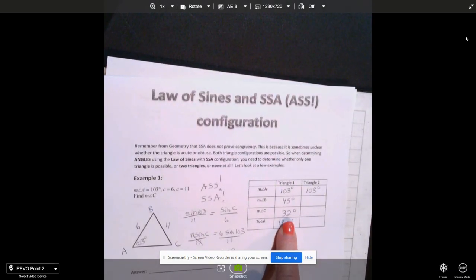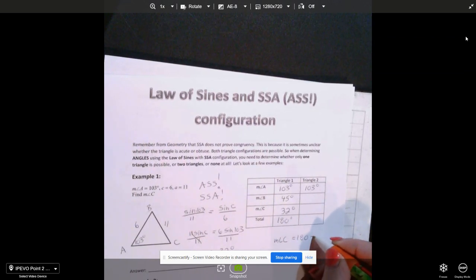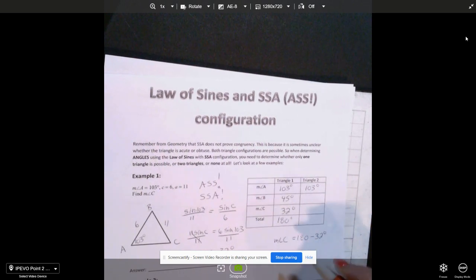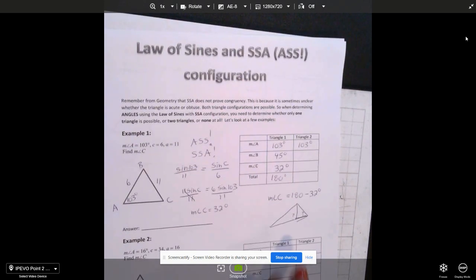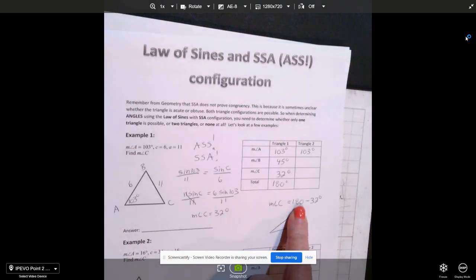But this angle C could also be the obtuse angle. So the measurement of angle C could possibly be 180 minus 32. Because if you remember, I don't know whether I'm talking about this angle here or this angle over here. I don't know which angle I'm talking about. If I'm talking about this obtuse angle, then I have to have 180 minus 32. So if it is the obtuse angle, then I know it's going to have to be 148 degrees.